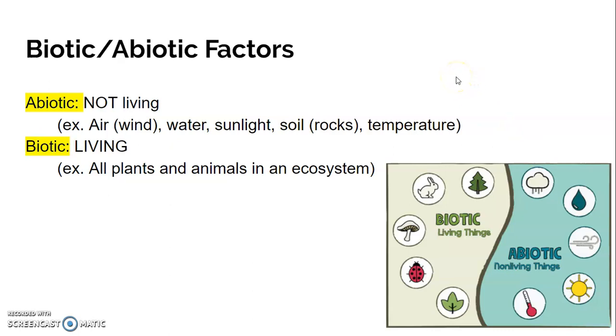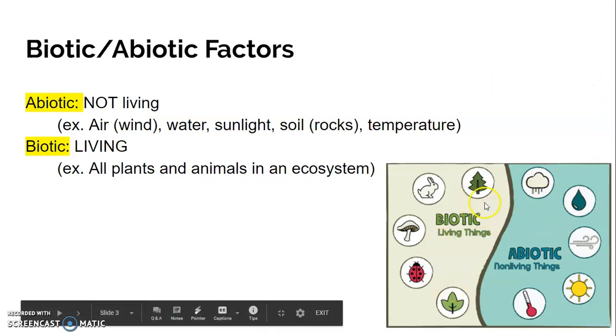The first thing that we started talking about was biotic and abiotic factors. Abiotic factors are not living things. For example, air or wind, water, sunlight, soil or rocks, and temperature. Biotic things are living things. So for example, all the plants and animals in an ecosystem. And here's an image to help you out with that.